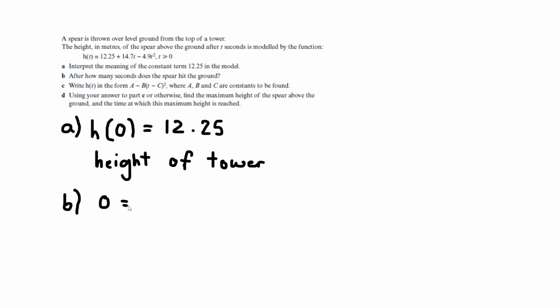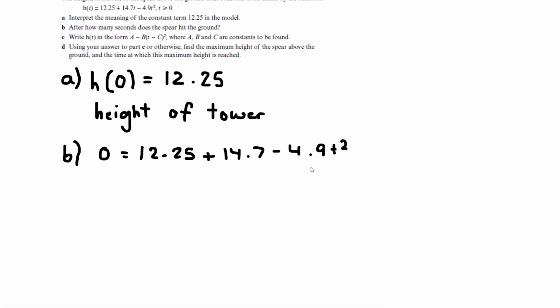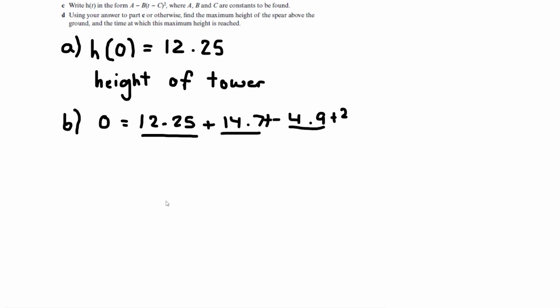0 equals 12.25 plus 14.7t minus 4.9t squared. And we're simply just solving for t. So in this case, you can simply use the quadratic formula, where this is a, this is b, and oh, I forgot to write the t here, sorry. This is b and this is c.